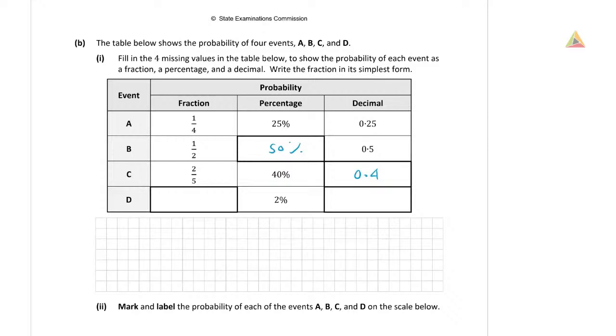And then D, so 2%. How would you write 2% as a decimal? So it would be 2 out of 100. And break that down to the simplest would be 1 out of 50. Putting that as a decimal is 0.02.